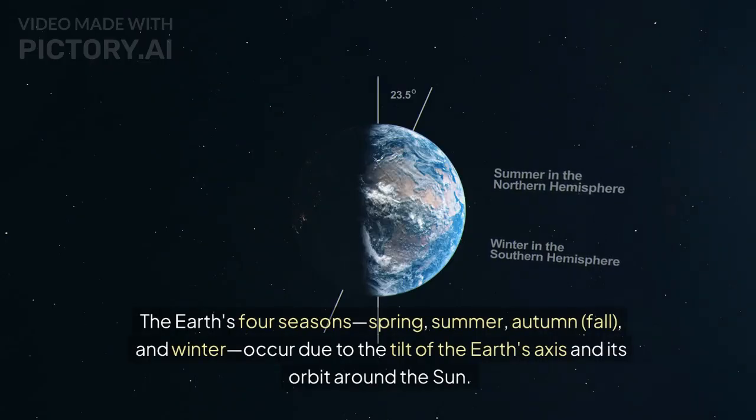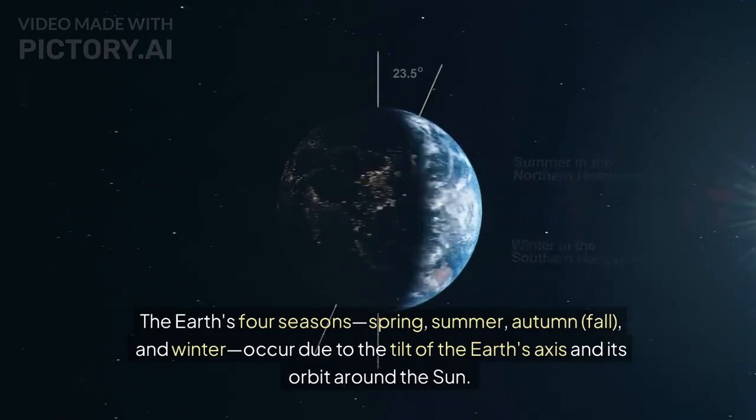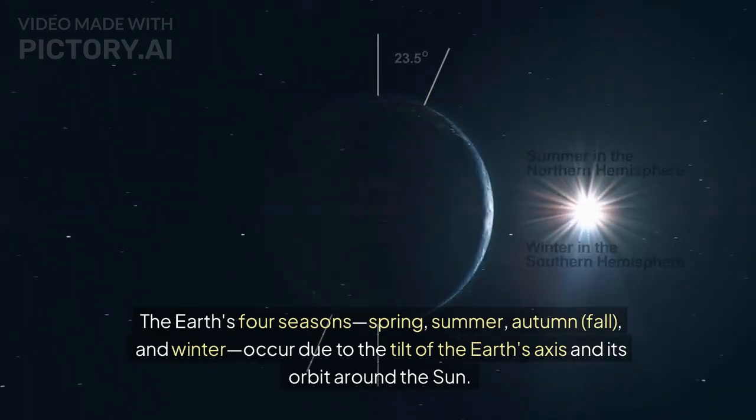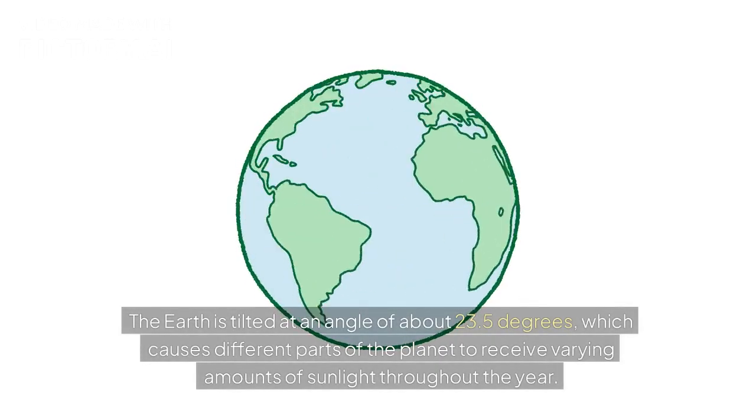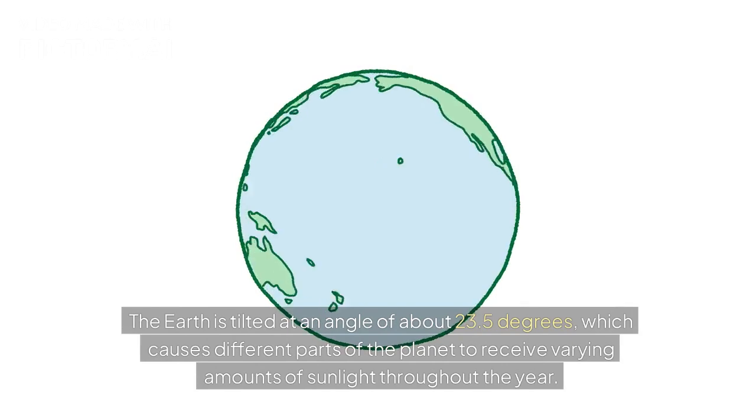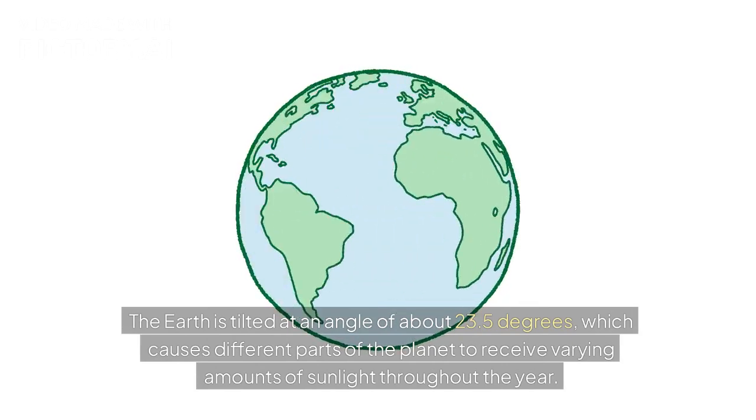Why we have 4 seasons. The Earth's 4 seasons, spring, summer, autumn, fall, and winter, occur due to the tilt of the Earth's axis and its orbit around the Sun. The Earth is tilted at an angle of about 23.5 degrees, which causes different parts of the planet to receive varying amounts of sunlight throughout the year.